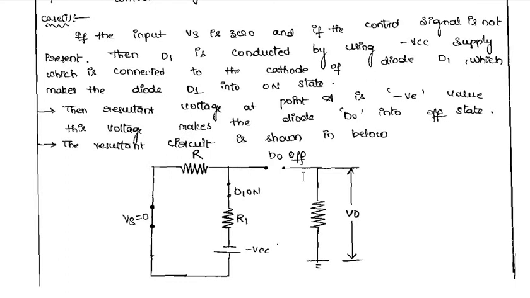So your diode will be open over here, right? So this is how your circuit will look. And what will be the output V0? Of course 0. You won't get any kind of output over here. So this is the first condition, right? Now what is the second condition?